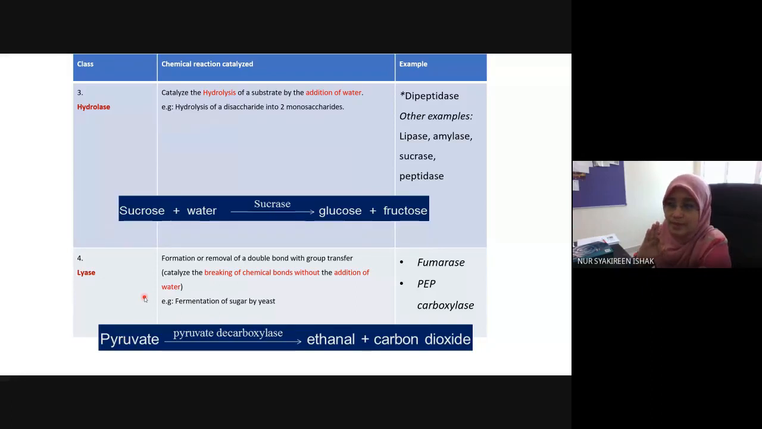So pyruvate is a 3-carbon sugar. Okay, pyruvate is a 3-carbon sugar. So pyruvate decarboxylase will break down pyruvate into 2 molecules, which is ethanol, a 2-carbon molecule, and also carbon dioxide. Okay, 2 carbon and 1. So jadilah pyruvate yang asal ni tadi. Okay. So other example, you have fumarase, PEP carboxylase. So those are example of lyase.